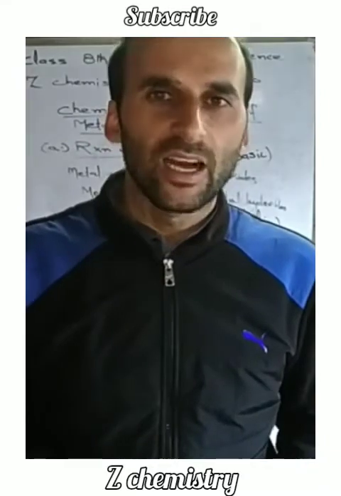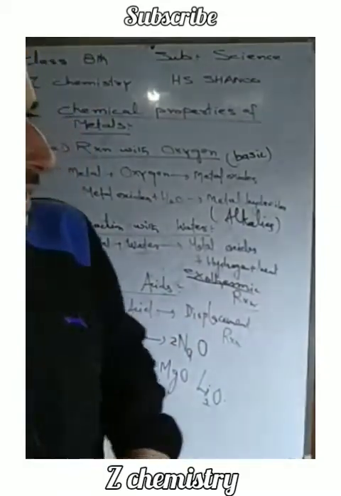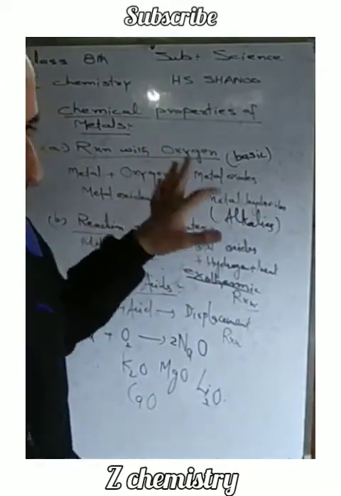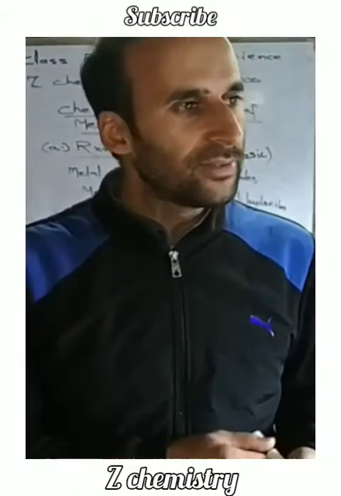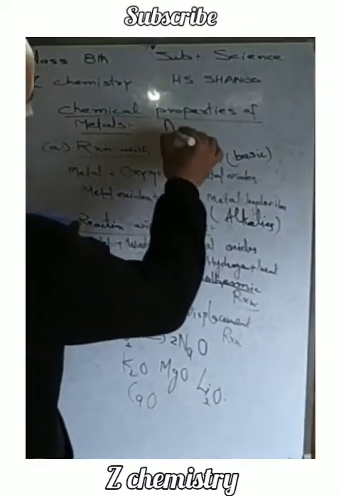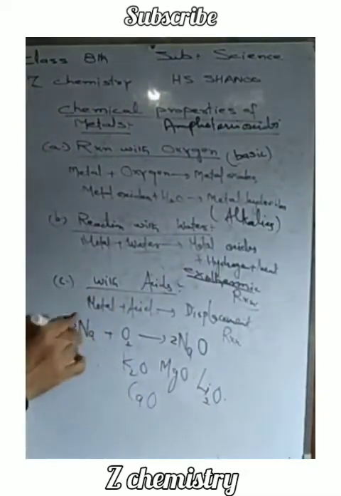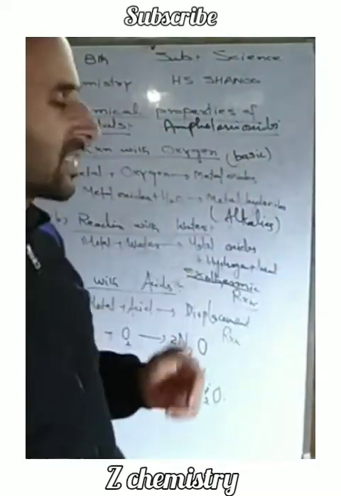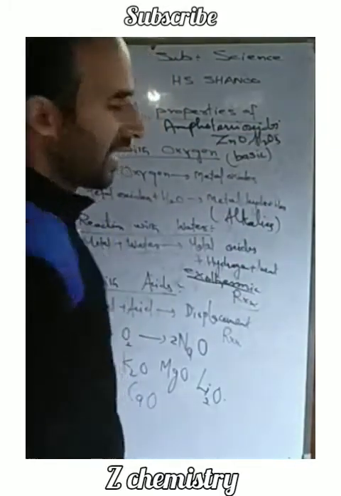For certain cases, we also take steam, like for zinc or aluminium, and the nature of the oxides formed here also differs. For example, metal oxides like sodium oxide, lithium oxide, or calcium oxide are usually basic oxides. But zinc oxide or aluminium oxide are called amphoteric oxides. These are oxides in between metallic and non-metallic oxides, or between basic oxides and acidic oxides. Amphoteric oxides show the properties of both acids and bases. Zinc oxide and aluminium oxide.